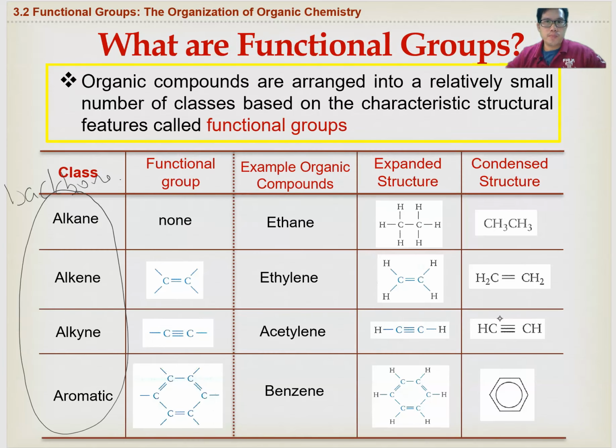You can see from here, for alkanes, there is usually no functional group. For alkenes, they have what we call a double bond, one or more carbon-carbon double bonds. Alkynes have triple bonds. For aromatics, we have 6 carbons, 1, 2, 3, 4, 5, 6, with alternating single, double, single, double, single, double bonds. In this case, we call it aromatic. These are some examples of organic compounds: ethane, ethylene, acetylene, benzene, and so forth.